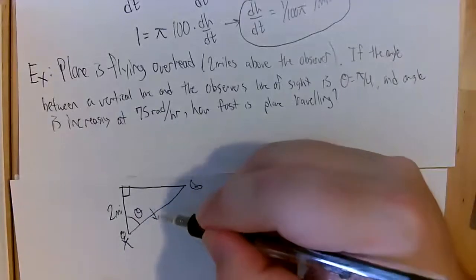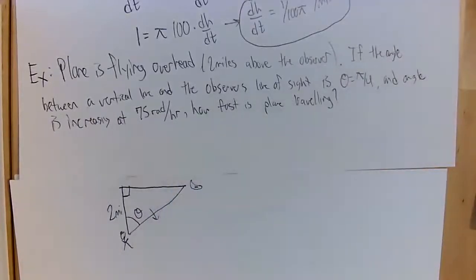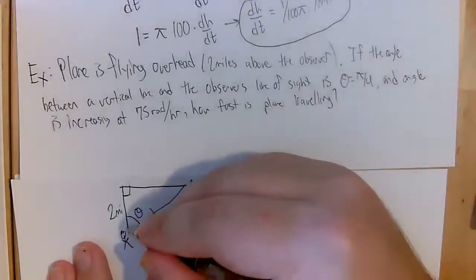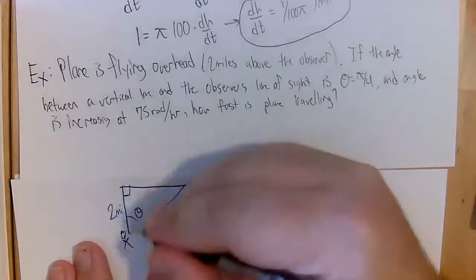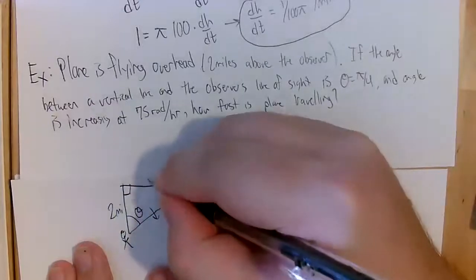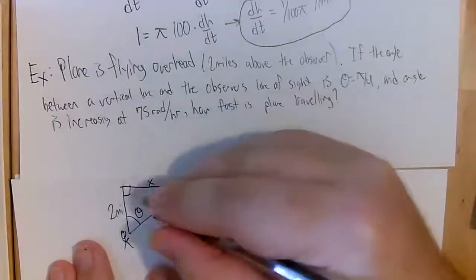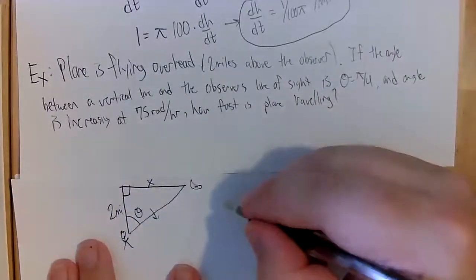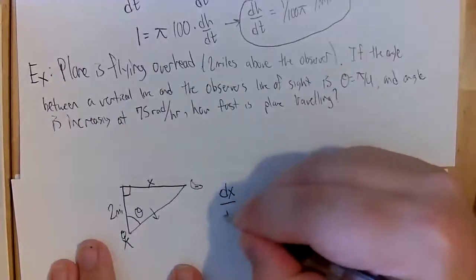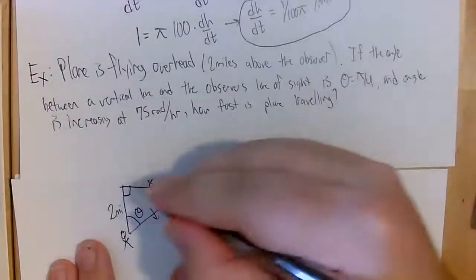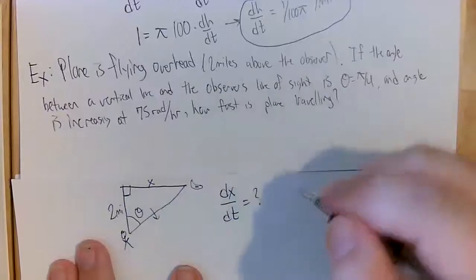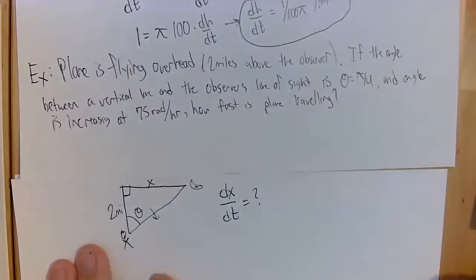So it's kind of coming down this way here. What we're trying to figure out, let's say the distance from the observer's horizontal position to the plane's horizontal position is called x. We're calling this x right here. Then what we want to know for this problem is how fast the plane is traveling. We want to know what dx/dt is.